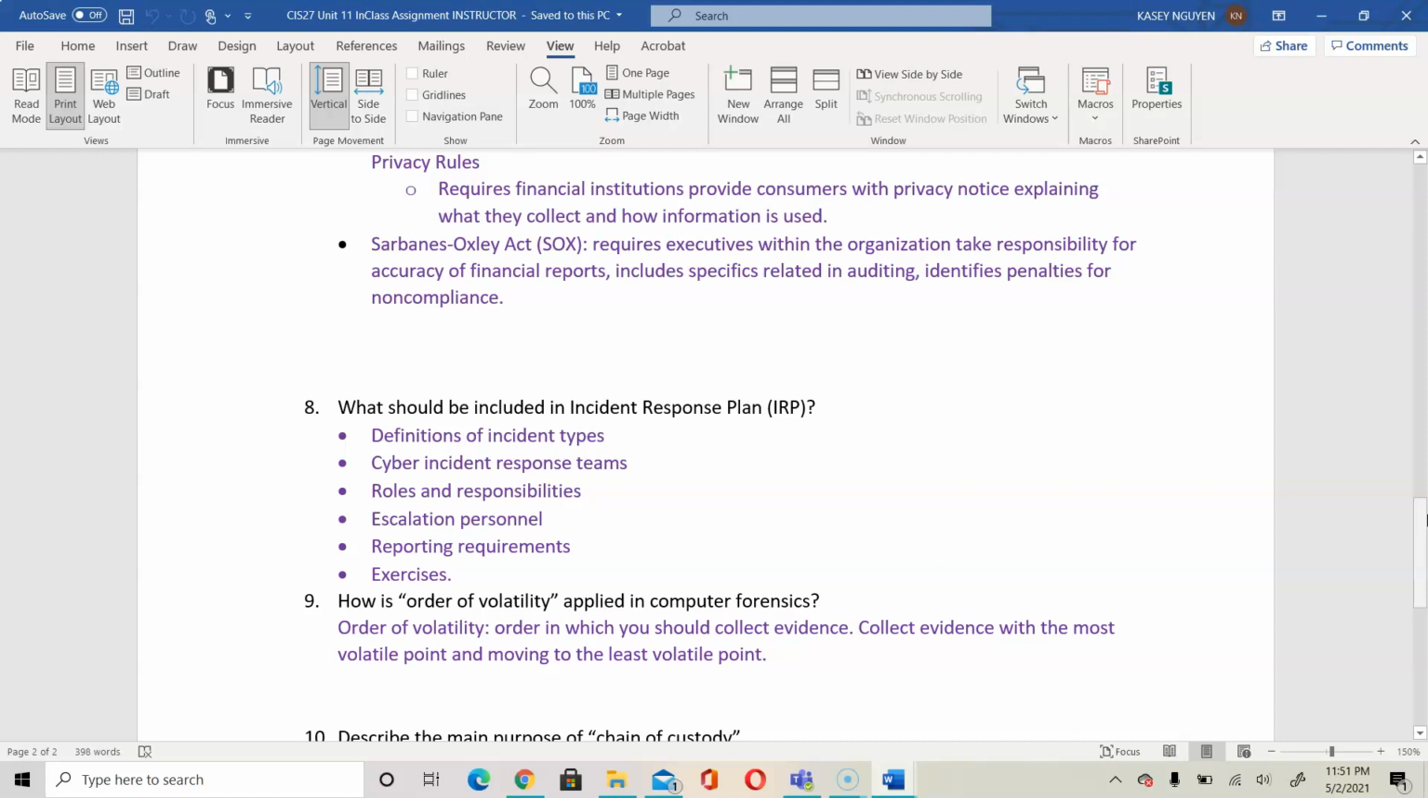Escalation personnel, these are individuals who would need to escalate the incidents to higher-ups. Reporting requirements, such as law enforcement, the public, general executives, etc. And then exercises, practices on how we can better prepare for a certain incident.